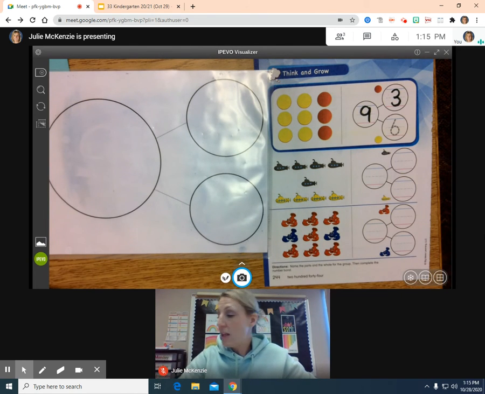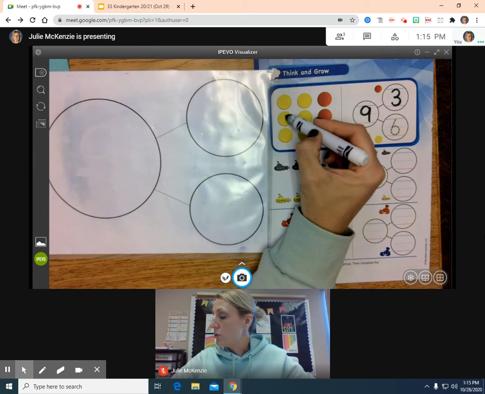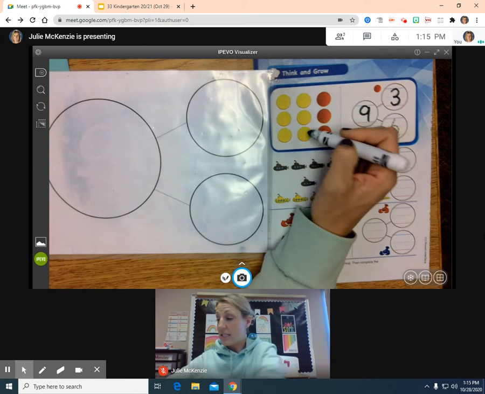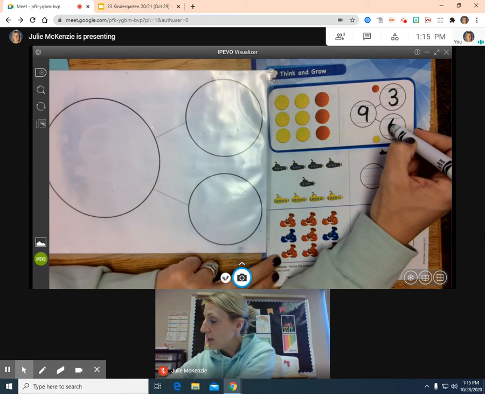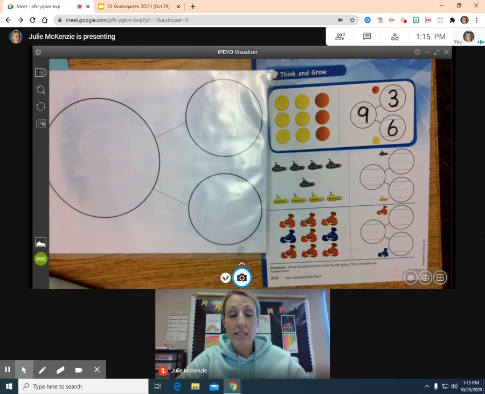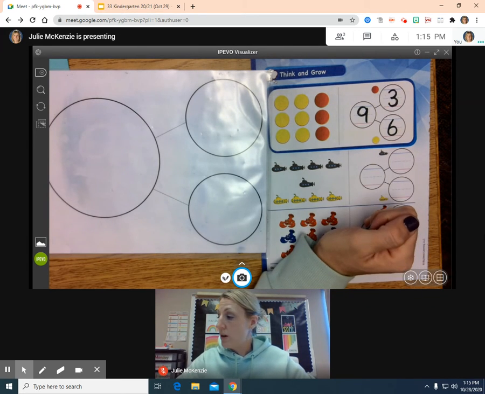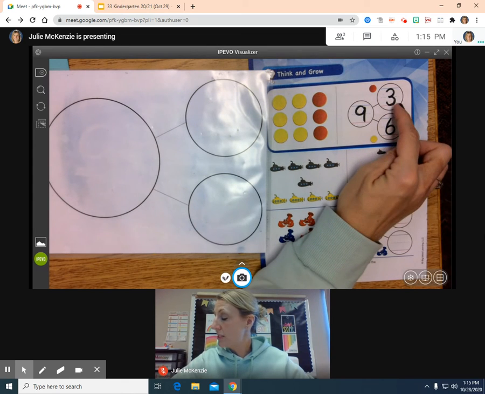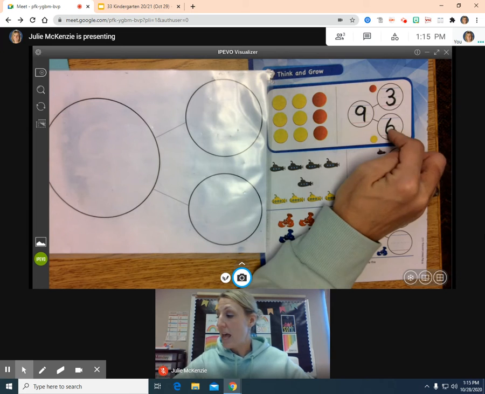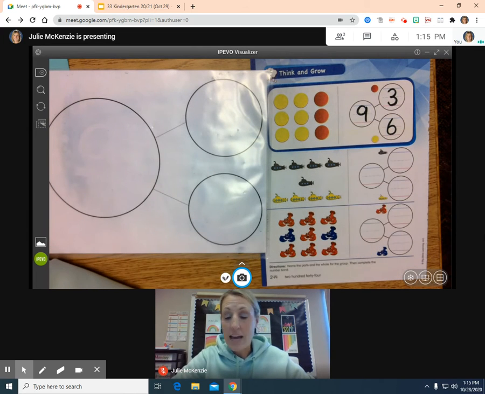Now let's count the yellow ones. 1, 2, 3, 4, 5, 6. There were 6 yellow. Down and around, circle tricks. That is how you make a 6. So in this group, there were 6 yellow, 3 red. The parts were 3 and 6, and the whole group was 9.